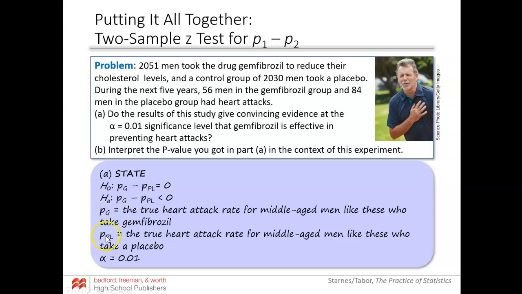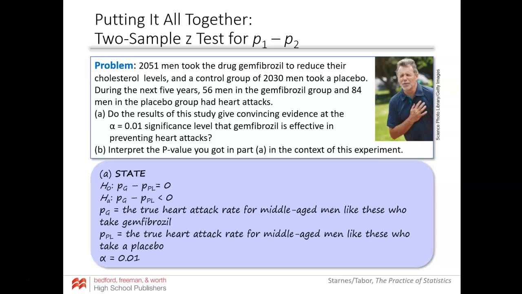So now they define the parameters here, where P sub G is the true heart attack rate for middle-aged men like these who take gemfibrozil. So remember, just like our language with experiments, the experiment is only as good as how they've designed it. So the results of this experiment can only be applied to people who are just like these guys who have been in the test groups. And for the placebo, that is the true heart attack rate for middle-aged men like these who take a placebo. And the significance level is 1%.